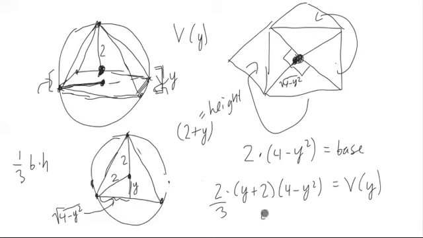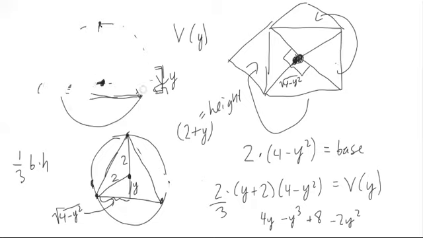Here we get 4y, and we get a minus y cubed, and we get an 8, and we get a minus 2y squared. 4y, 8, and minus y cubed. Okay, we get something like this. We take the derivative of this, and so we end up getting, for the derivative, maybe I'll do my work up here now. Now, the hardest part was finding that formula.